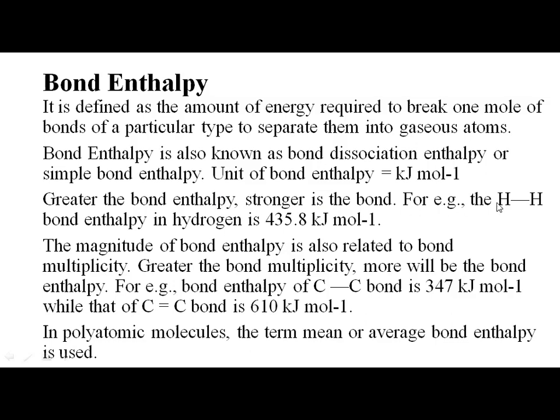For example, the bond enthalpy in hydrogen is 435.8 kilojoules per mole. What does this mean? It means that to break 1 mole of bonds in hydrogen molecule, I need to put in 435.8 kilojoules of energy. The magnitude of bond enthalpy is also related to bond multiplicity.